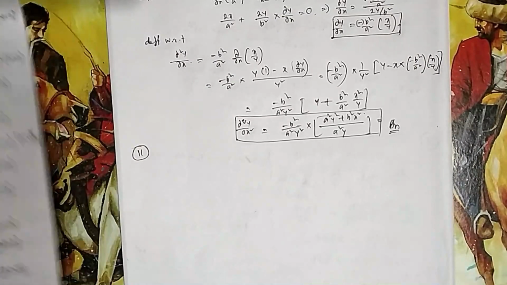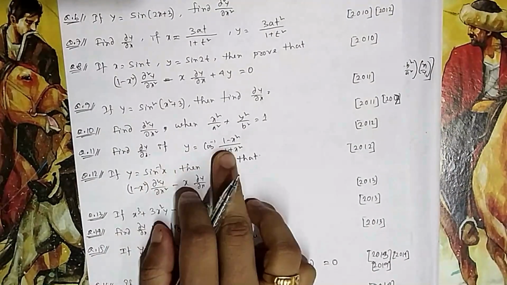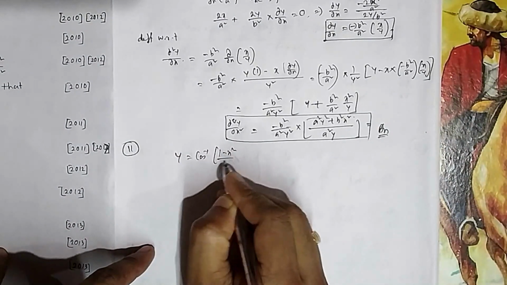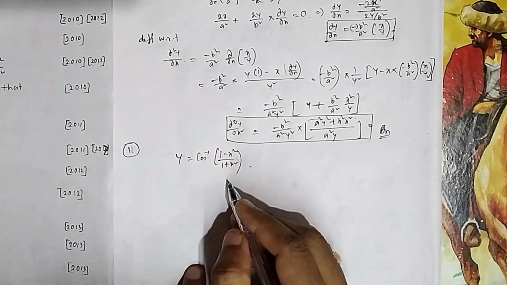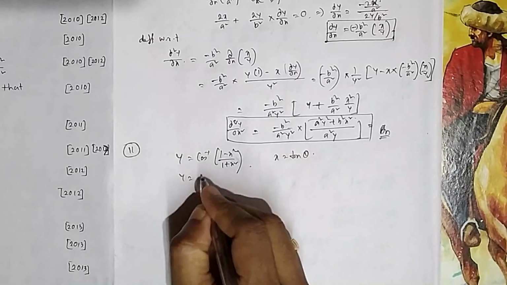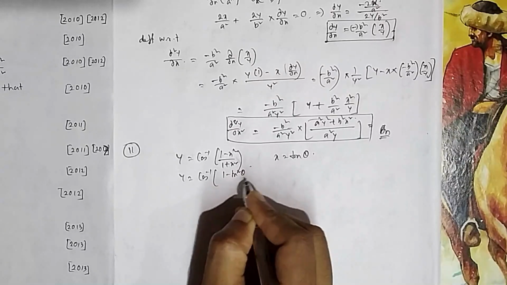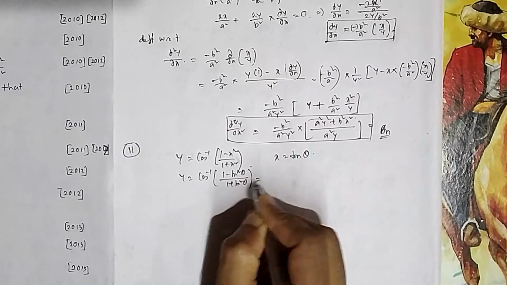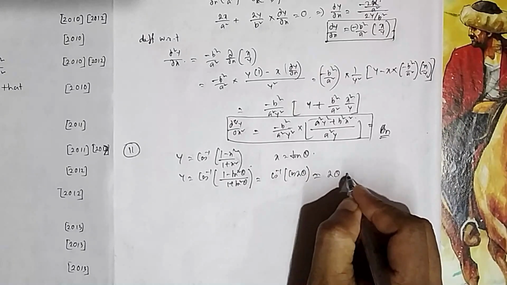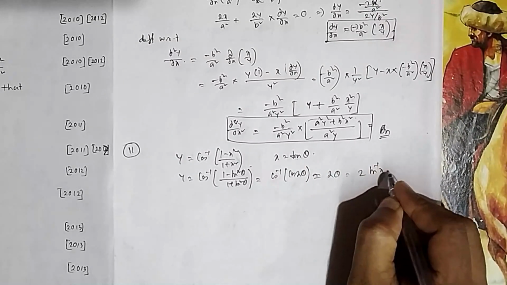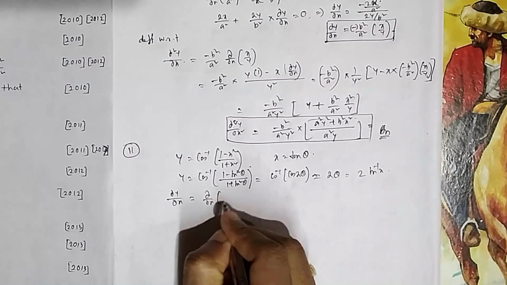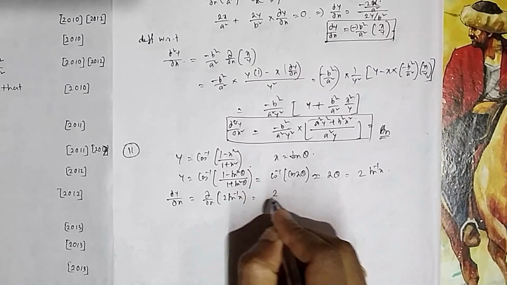Next, if you come to question number 11, what they asked in 11 is to find dy/dx if y is equal to cos inverse of 1 minus x square by 1 plus x square. So you know the formula: 1 minus tan square theta by 1 plus tan square theta is cos 2 theta. So you can take x is equal to tan theta. What will happen, it will be cos inverse of 1 minus tan square theta by 1 plus tan square theta, which will be equal to cos inverse cos 2 theta. Cos inverse and cos will cancel, it will be 2 theta, and theta is nothing but tan inverse x. So it becomes easy for you to calculate dy/dx. So dy/dx will be equal to d/dx of 2 tan inverse x, which is equal to 2 by 1 plus x square.